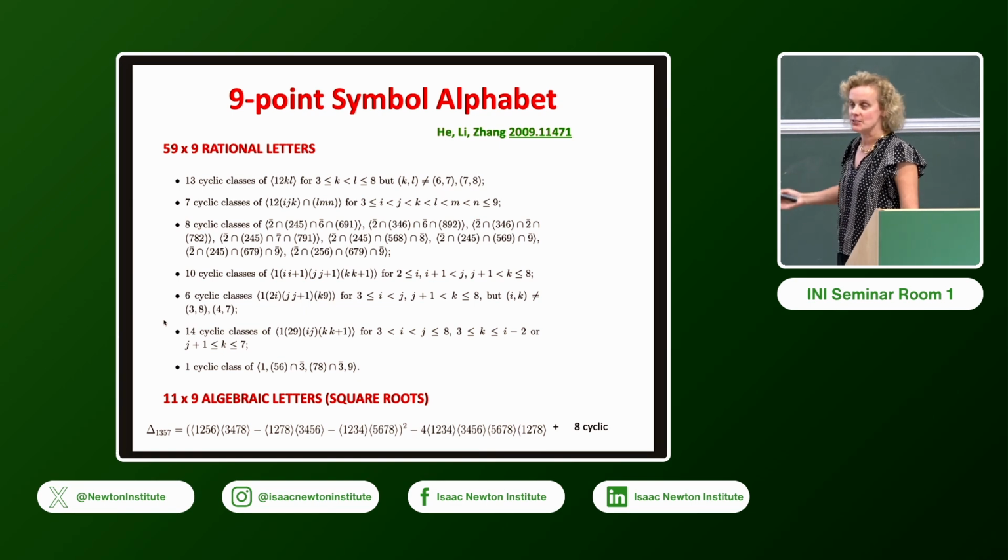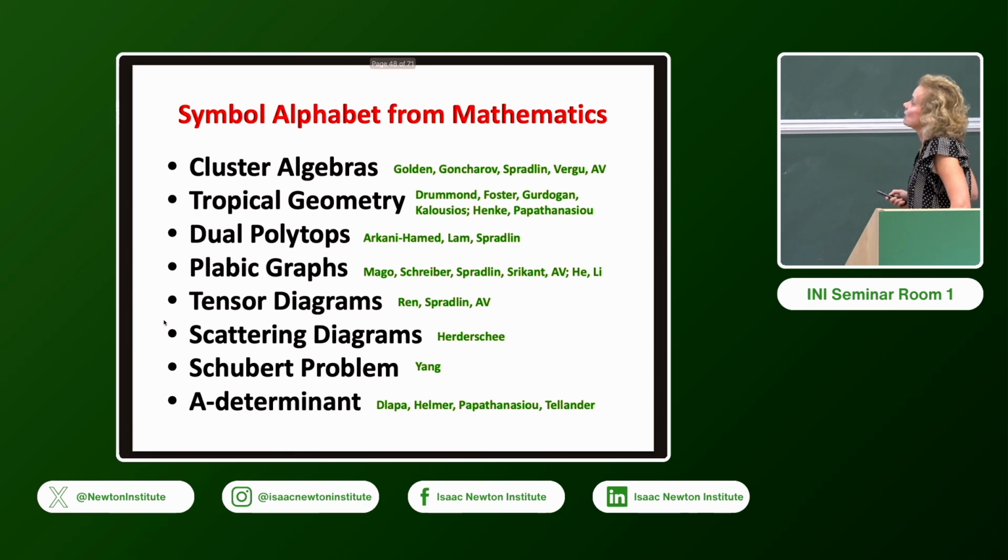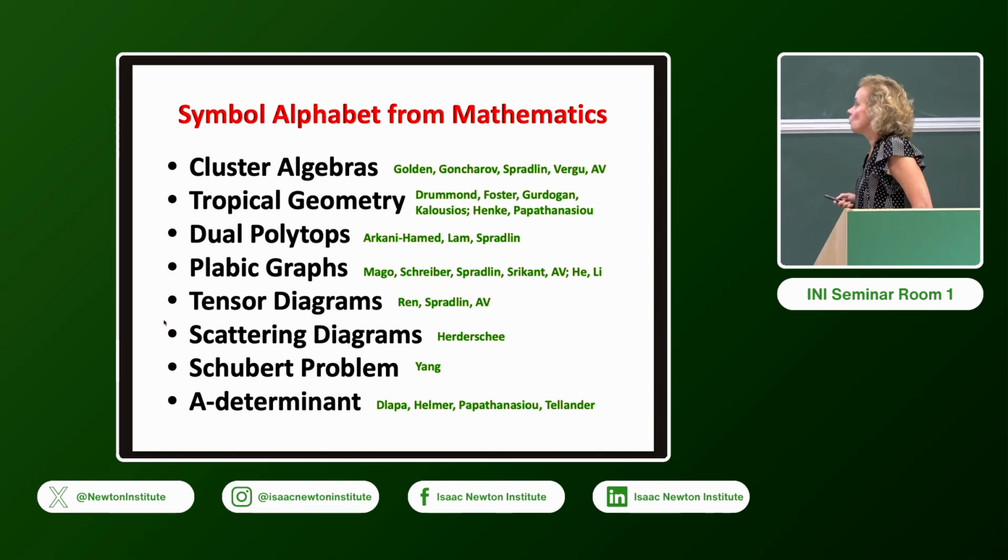Can I have an independent derivation or understanding of this? There's been a tropical geometry approach pursued by James Drummond, Omer Gurdogan, and Georgios Papathanasiou. There's a dual understanding by Thomas Lam and Nima Arkani-Hamed. We also tried to understand this from Plabic graphs. There's an approach from tensor diagrams, also something used in mathematics.